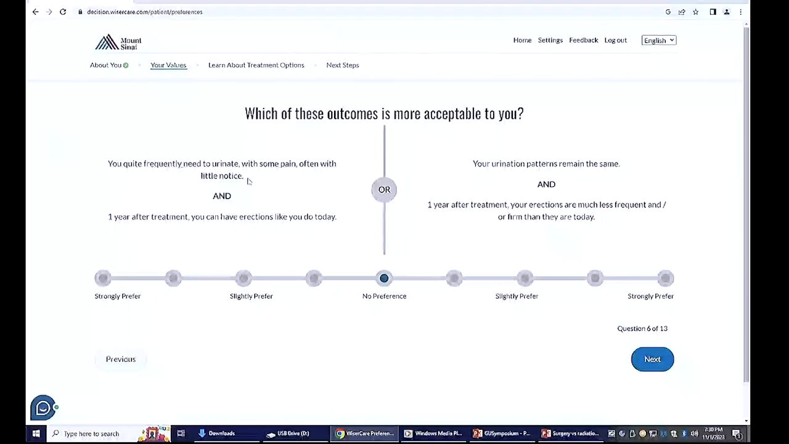You quite frequently need to urinate with some pain and often with little notice. One year after treatment, you can have erections like you do today. Your urination remains the same, but your erections are much less frequent. Strongly prefer? Yeah. Mm-hmm.